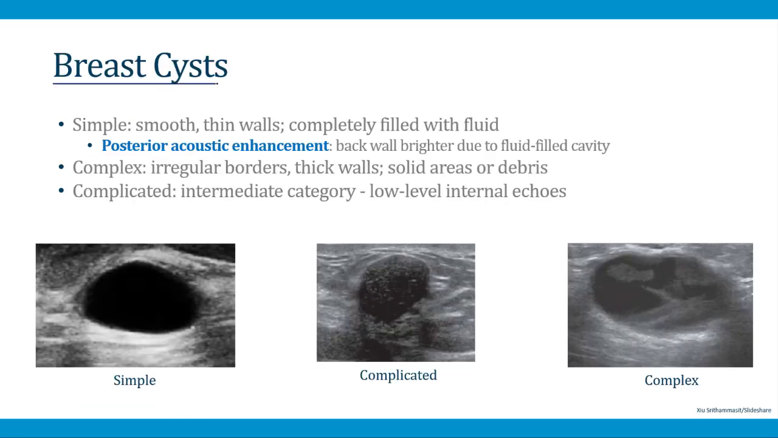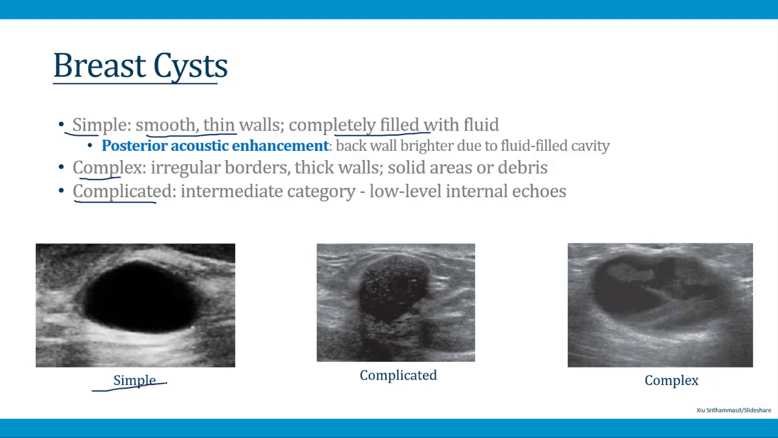So let's talk about breast cysts in a little more detail. Breast cysts are a common cause of a breast mass, and they're easy to identify by ultrasound, and using ultrasound you can categorize breast cysts as either simple, complex, or complicated. A simple breast cyst has smooth, thin walls and it's completely filled with fluid, which makes the center of the cyst dark black by ultrasound.